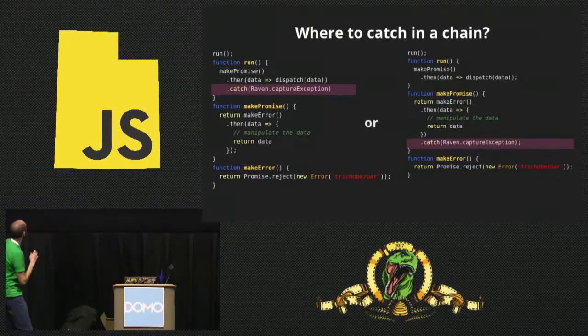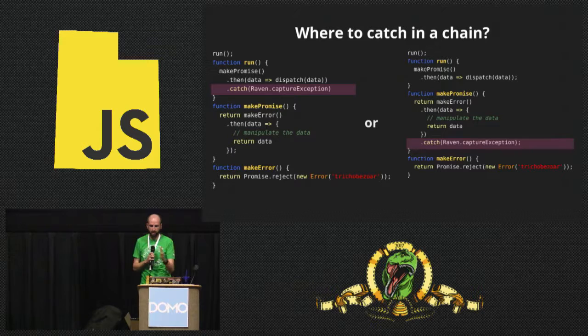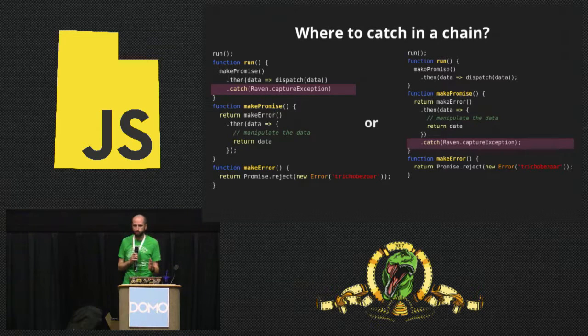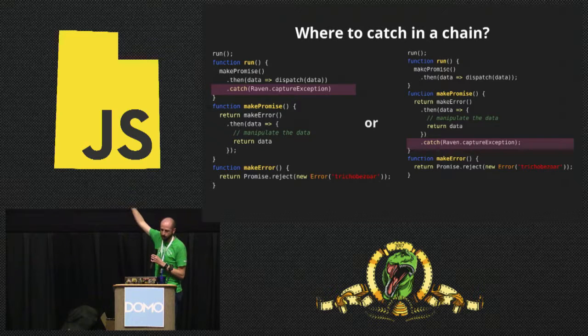So now I'm going to do a little bit more complicated of an example here. So we're going to have to slowly walk through this. Let's walk through the left side first. This is a promise chain. And I want to propose the question as we go through this: where should you add your catch statement in a promise chain? So on the left side, we have a run function.